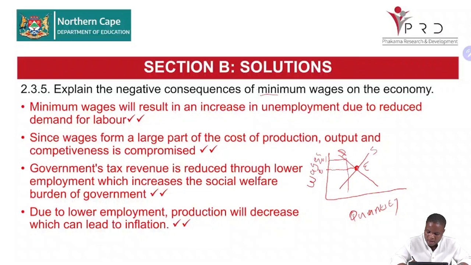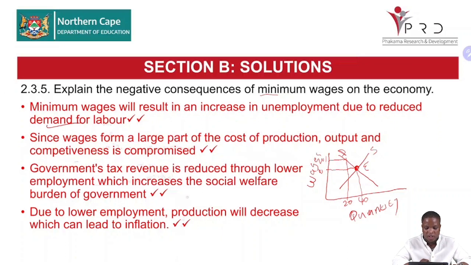So the demand for labor will be reduced from this. If they demanded 40, now they will only demand 20. So the demand for labor has decreased. Right, so that is what we mean. Minimum wage will result in unemployment due to reduced demand for labor. Since wages form a large part of the cost of production, output and competitiveness is compromised. So there will be less output because too much money is spent on labor.